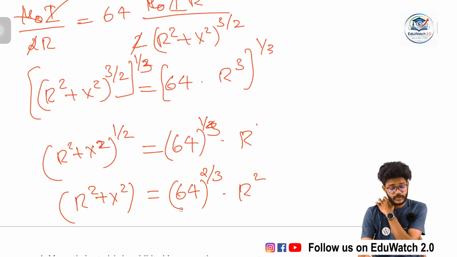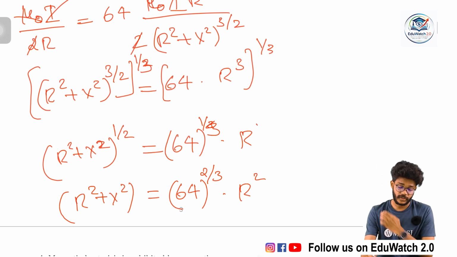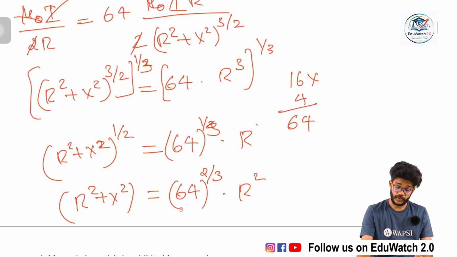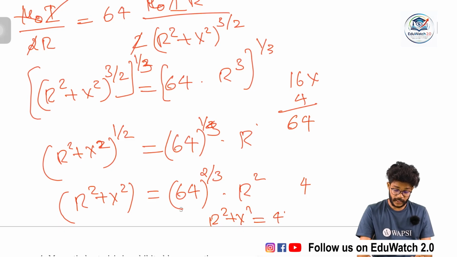Actually, 6 into 6 is 36, and 36 into 6 is a large number. 4 cubed is 16 into 4, which is 64. Yes. So the cube root of 64 is 4 and the square is 16. So we get r² + x² is equal to 4r².